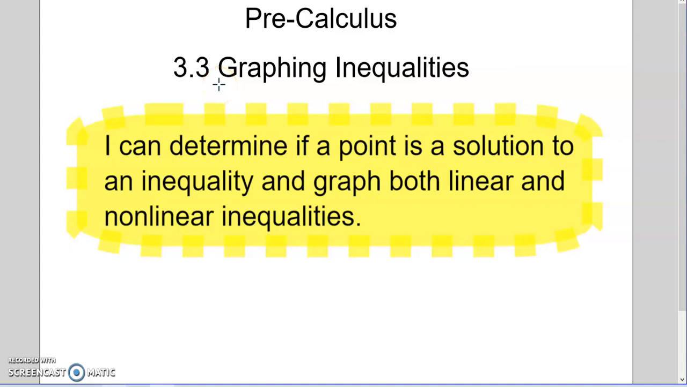Hey Pre-Calc, Mr. Rashid here, and today we're looking at graphing inequalities. So our learning target today is two parts. We're going to determine first if a point is a solution to an inequality, and then secondly we're going to graph both linear and non-linear inequalities here.